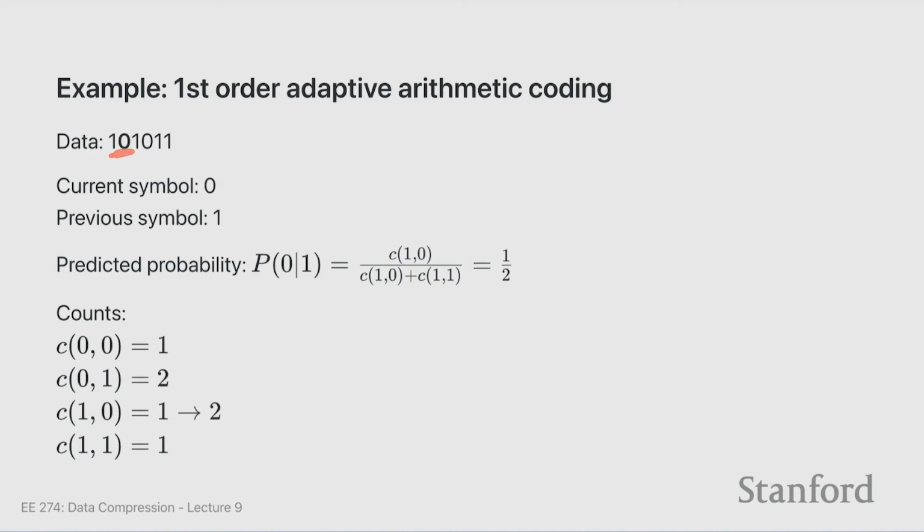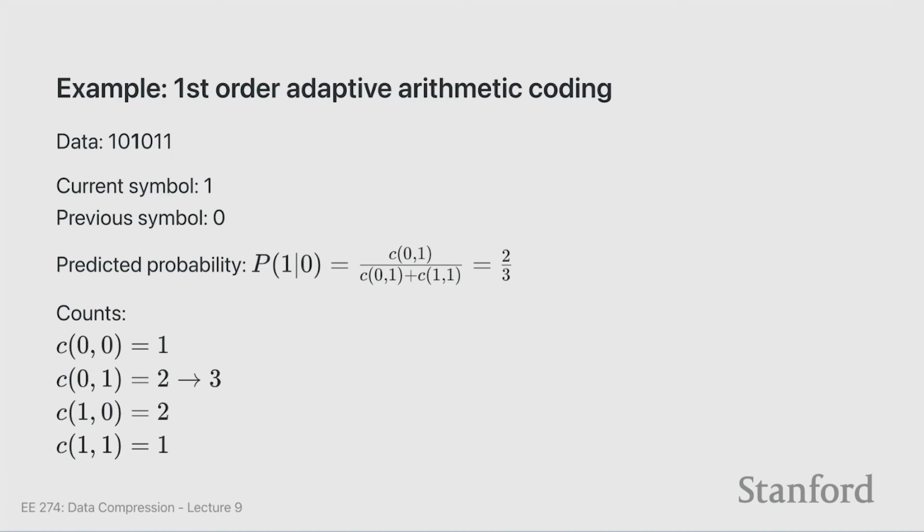So next symbol is 0, and the previous symbol is 1, right? So you do the probability of 0 given 1 based on this model. Just follow the math. Again you get a half, again you update the model. Okay, let me do the next one, which is more interesting.